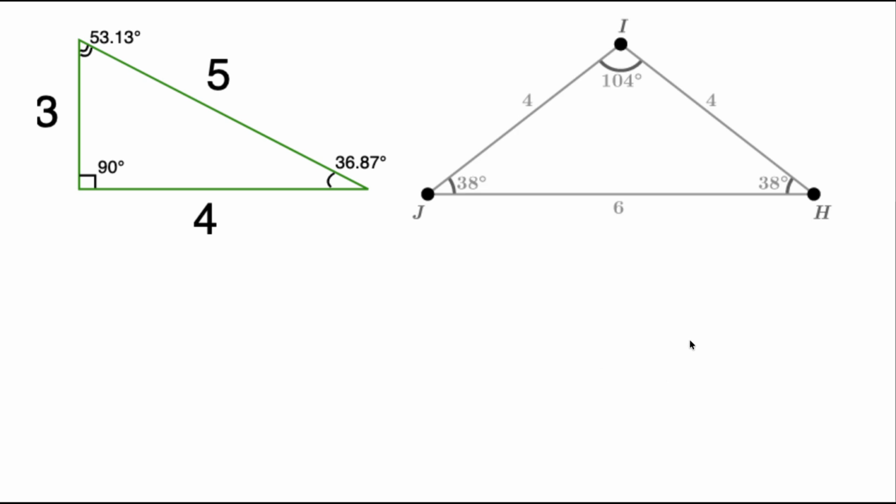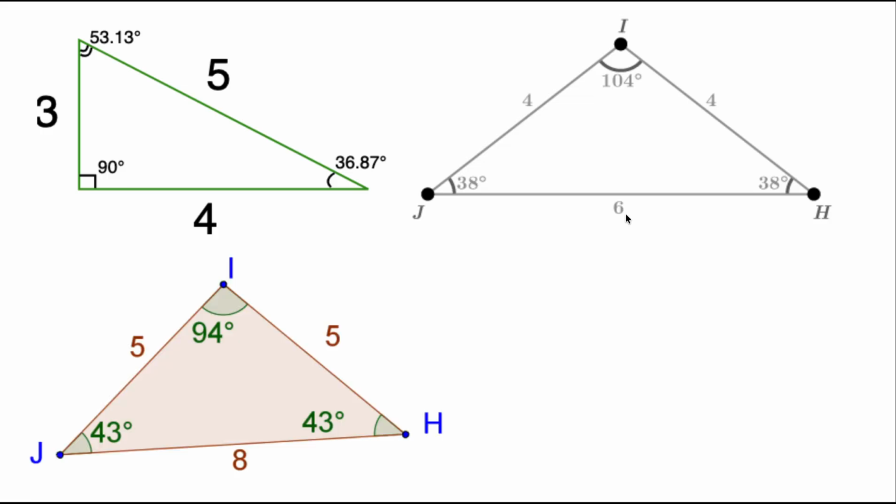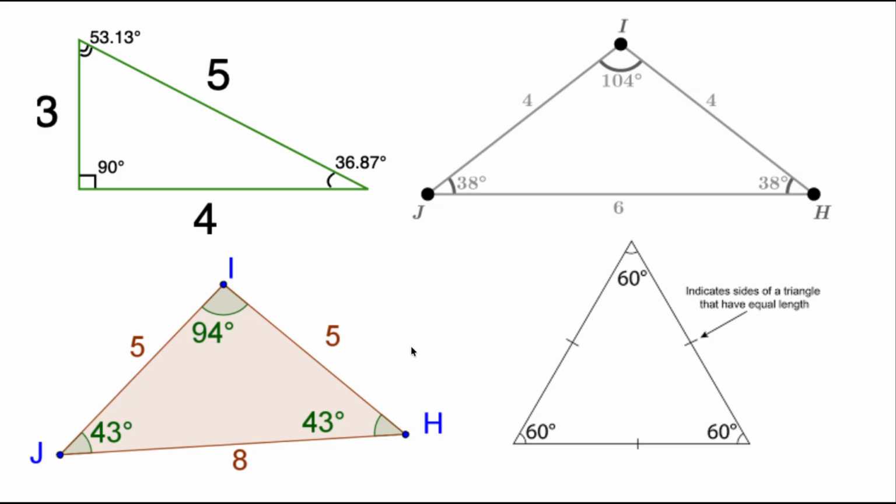Here's another one. This one's an isosceles because we have 38 degrees across from a size 4 side, 38 degrees across from a size 4, that makes sense, and then 104 is across from 6, the longest side. The largest degrees, the largest side. Here's another isosceles triangle, and here's an equilateral triangle.